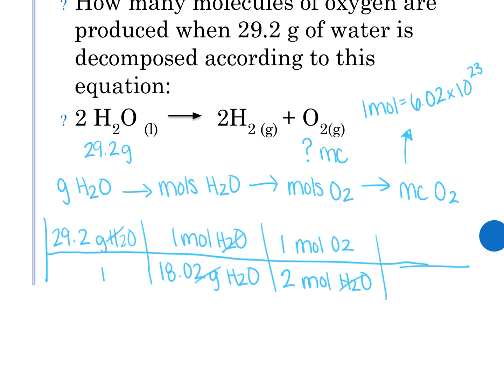And then finally, we're going to get to molecules. If mole is up top here, what has to go on the bottom? Moles. And if you look at our conversion, it's 1 mole. Okay. So for every 1 mole of oxygen, there's 6.02 times 10 to the 23rd molecules.